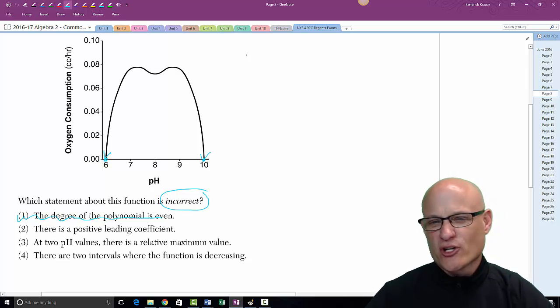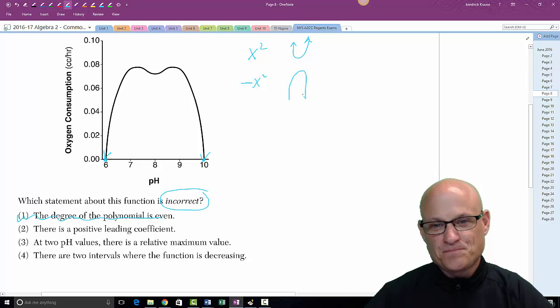So you all should know if I graph x squared, it looks like this. And if I do this, negative x squared, you all know that's a reflection in the x-axis and it comes down. This is coming down. So that means the leading coefficient in my mind is negative, not positive.